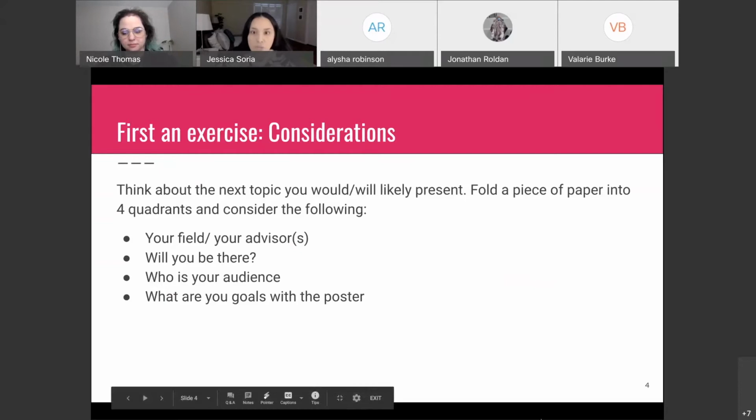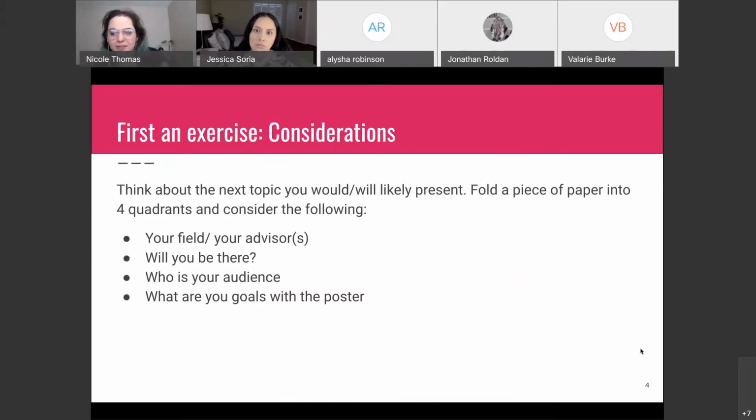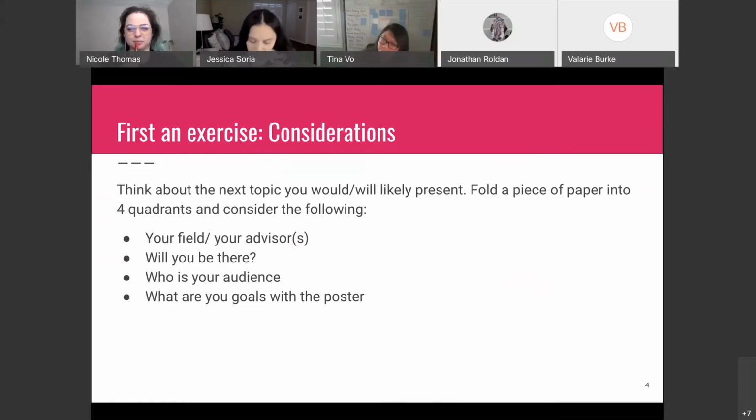What if we're not sure what is something that is typical in our field to include in a poster? Dr. Vo, you want to take that one? Can you repeat that, Jess? Yeah, for the first quadrant, what if we're not familiar with what is something typical that would be included in a poster in our field?